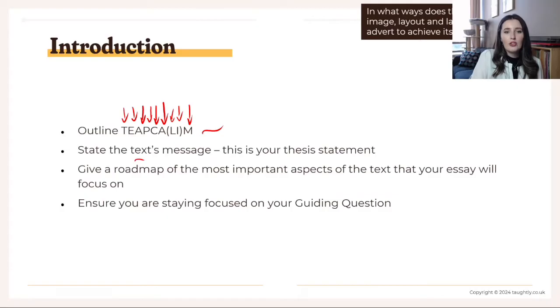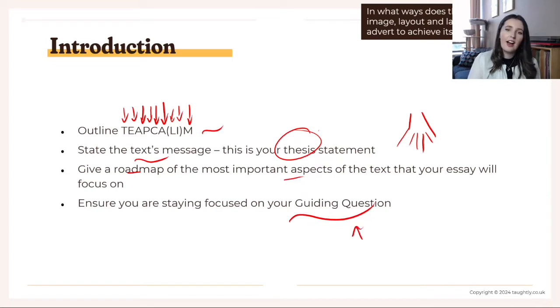You need to state what you believe that the text's main message is, and that will be your thesis statement, your argument. After that, you will give a roadmap where you will outline the most important aspects of the text that your essay will focus on, and those should be big arguments, right? So it shouldn't be that you're like, this text achieves this through emotive language, because we need to go a little bit deeper. And do make sure that you are focusing on your guiding question the whole way through. You will not get a high mark if you are not focused on your guiding question.